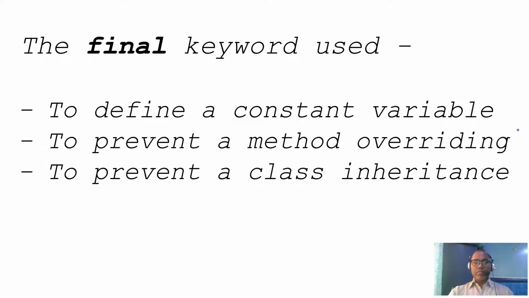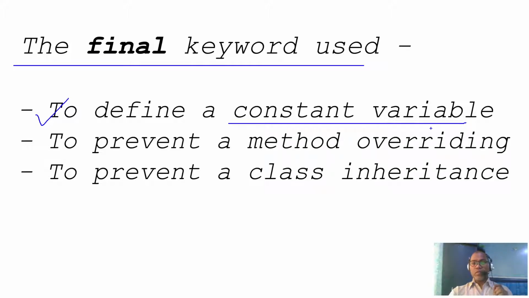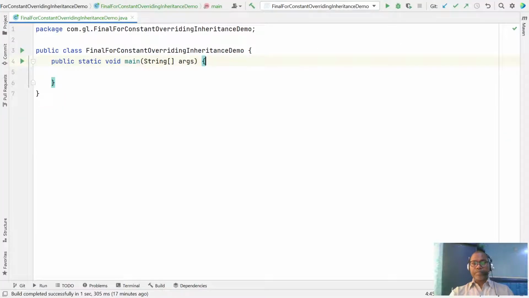So the final keyword is basically used in three places. First, whenever you want to define a constant variable, a variable whose value is initialized once, and after that you cannot change it. Right? So let us see an example.